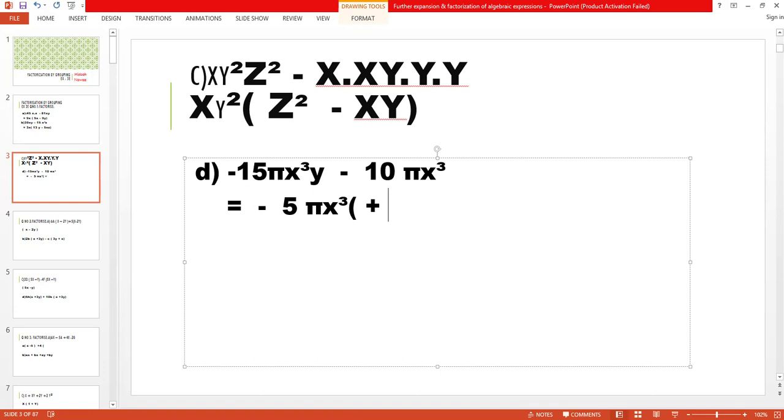Because plus into minus becomes minus. 5 threes are 15. Pi we will write outside the bracket, x cube we also have to write outside the bracket. Only inside the bracket we have y. Now moving toward it, again we need a minus sign. So here, if we put a minus sign, it becomes plus. So here I have to put a plus sign.